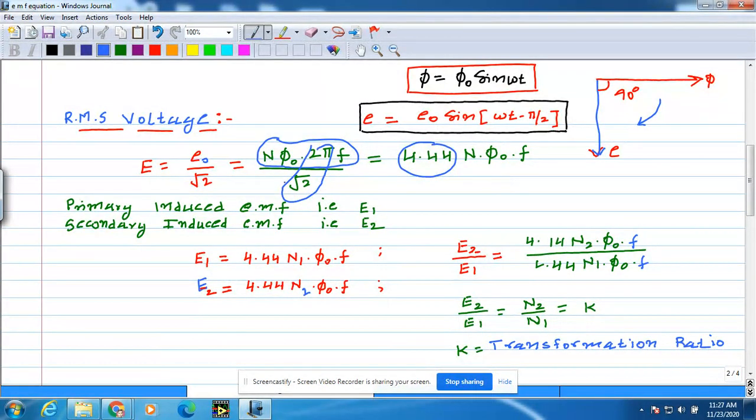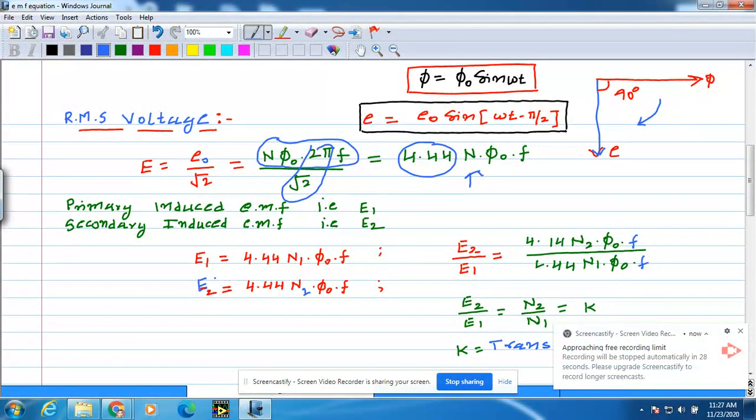So the primary induced EMF is E1 and the secondary induced EMF is E2. Substituting N as N1 in this equation, we get the induced voltage in the primary winding, 4.44 N1 phi naught f, and E2 equals 4.44 N2 phi naught f. With the help of these two equations, we want to calculate E2 divided by E1. This is 4.44 N2 phi naught f divided by 4.44 N1 phi naught f. Then these terms cancel; the 4.44 cancels out here.